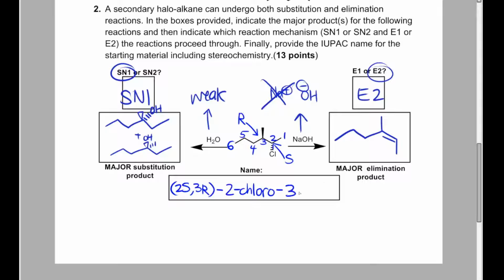we're going to write 3-methyl. And since this is a 6-carbon long parent chain, and it's linear, it's not cyclic, we're just going to write hexane.